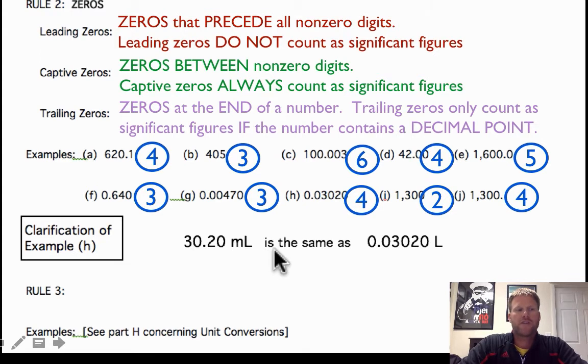One small clarification before we move on. Let's say 0.03020 from example H is a volume in liters that we need to convert to milliliters. We already determined that the value has 4 sig figs. When you convert the value, it must still have 4 sig figs. Students often mistakenly write the new volume as 30.2 milliliters, which only has 3 sig figs. Do not drop trailing zeros when you convert. The actual volume is 30.20 milliliters.